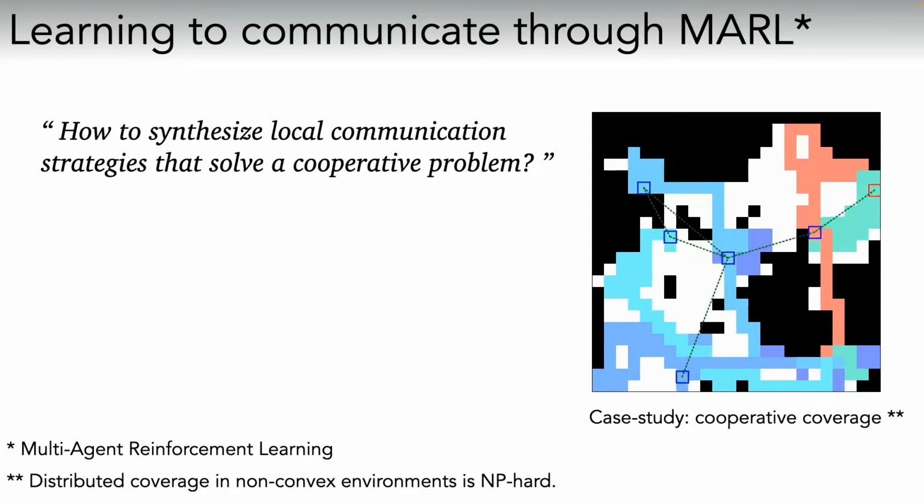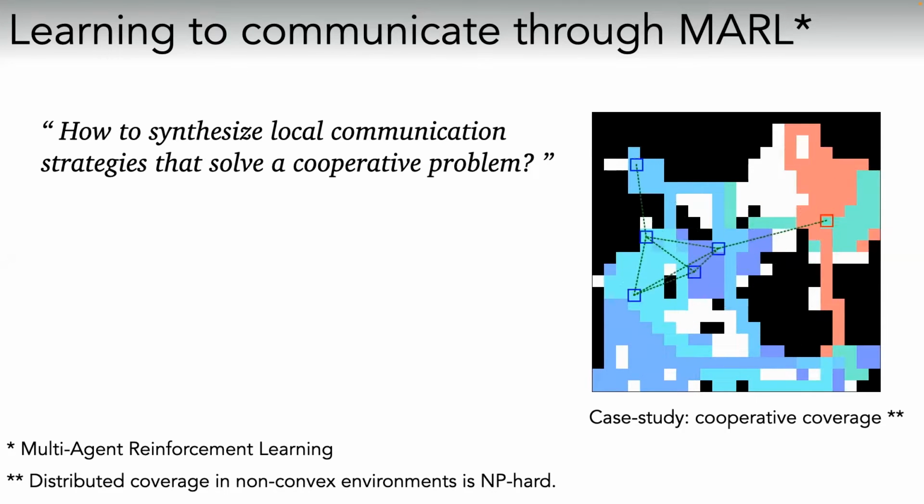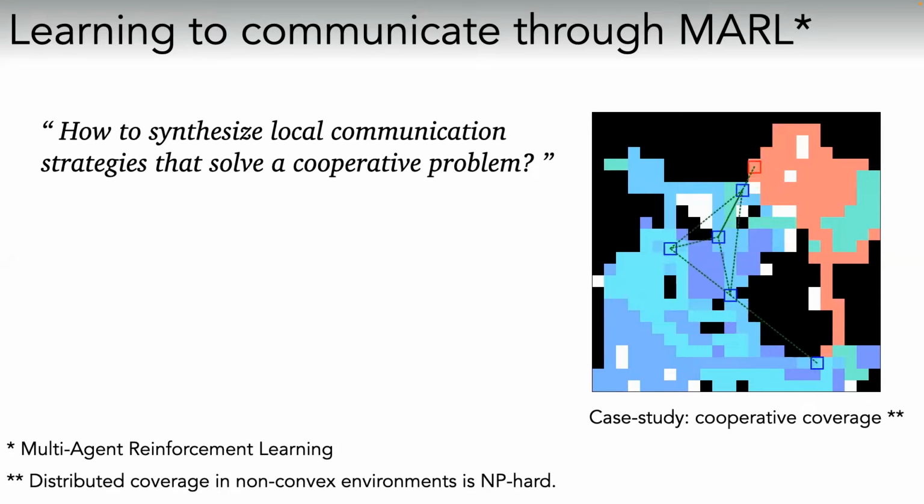They spread out really nicely. They communicate with each other, telling each other where they have been before so that they don't recover covered areas, and hence they cover the area in that way. So that's the solution, right? But that's what we're going to try to get to with a data-driven approach.